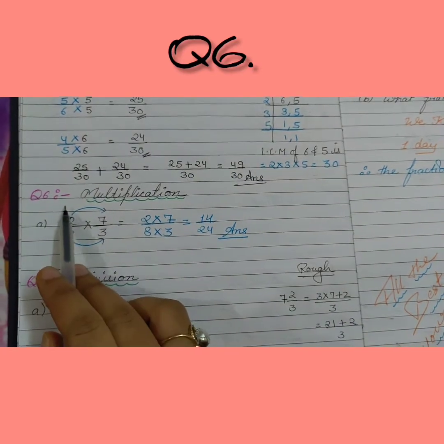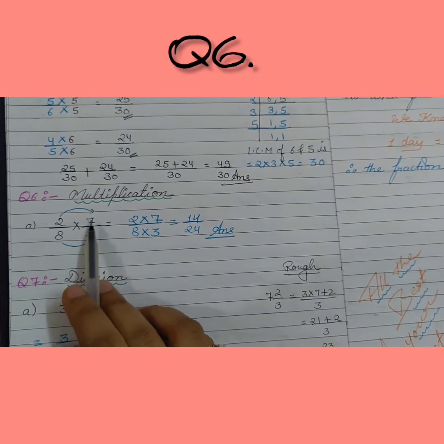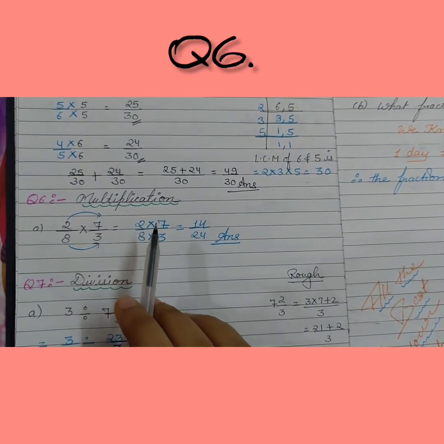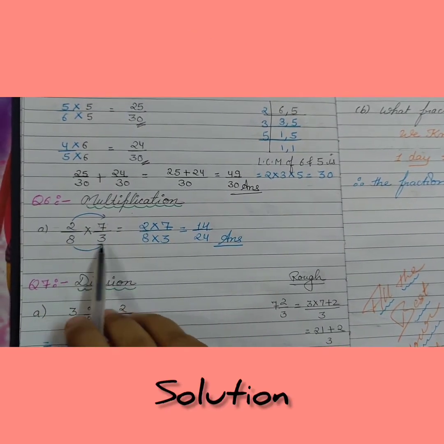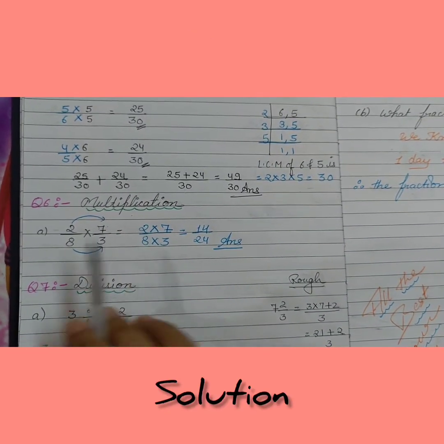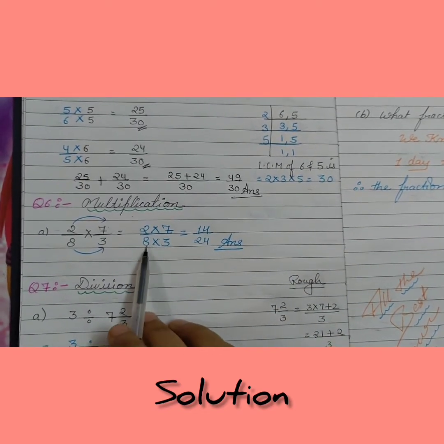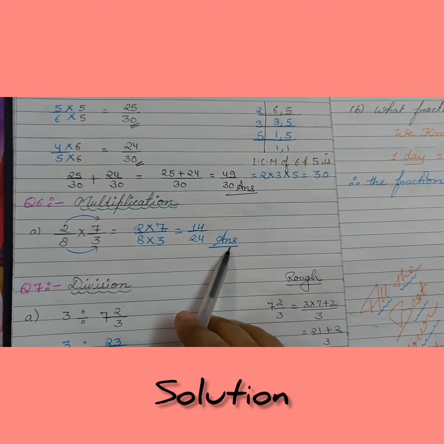Now question number 6. Multiplication. A part. 2 upon 8 into 7 upon 3. Multiplication of fractions is very easy. Simply what we have to do, we have to multiply both the numerators together and both the denominators together. No need to take LCM. So 2 times 7 is 14 and 8 times 3 is 24.